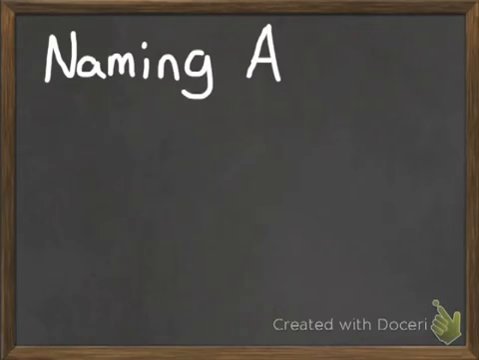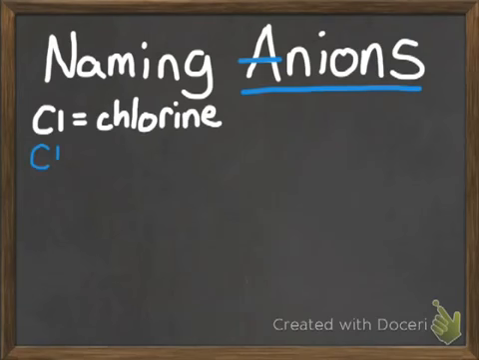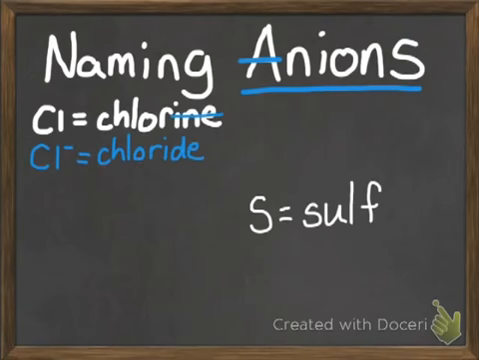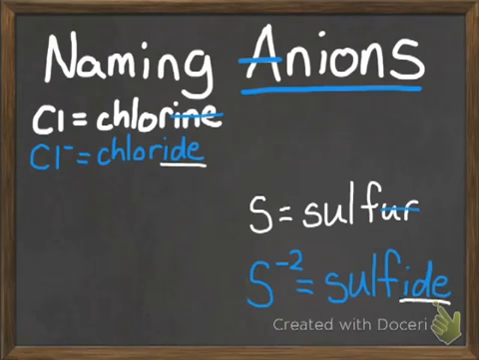Now, when we're talking about naming anions, that's when things change a little bit. So for chlorine, when we name a chlorine anion, we actually call it chloride. And the same thing with sulfur. So all we do is we drop the last syllable of the element name and add IDE. So for chlorine, we drop the INE, add IDE, and that makes it chloride. For sulfur, we drop the UR and add an IDE, and that makes sulfide.